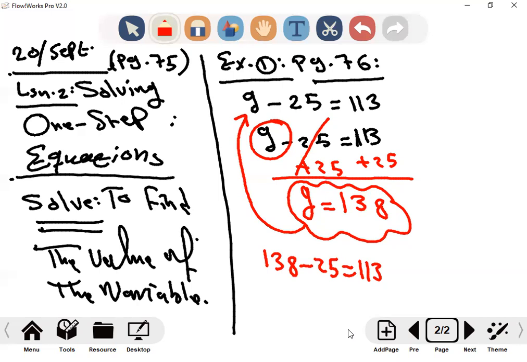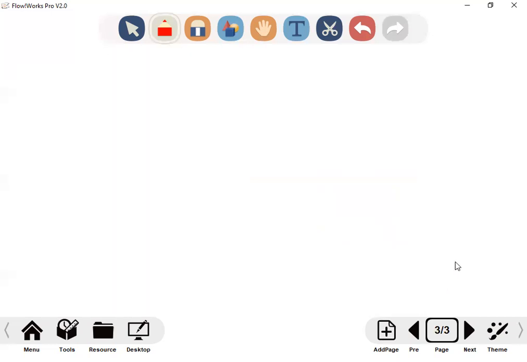We took these things before. Let's go. So let's go to the check after example 2. Check after example 2. After example 1, sorry.